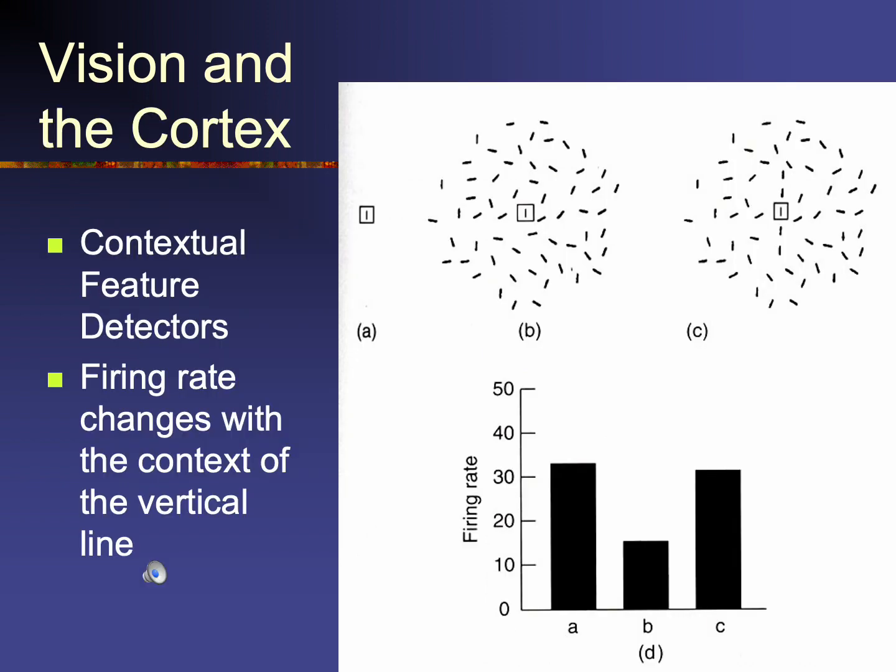Here you have one aspect of feature detection in the cortex. In this example, you've got a small vertical line there in the box. You can see it under conditions of A, B, and C, and the firing rate of a neuron is perceiving that vertical line.